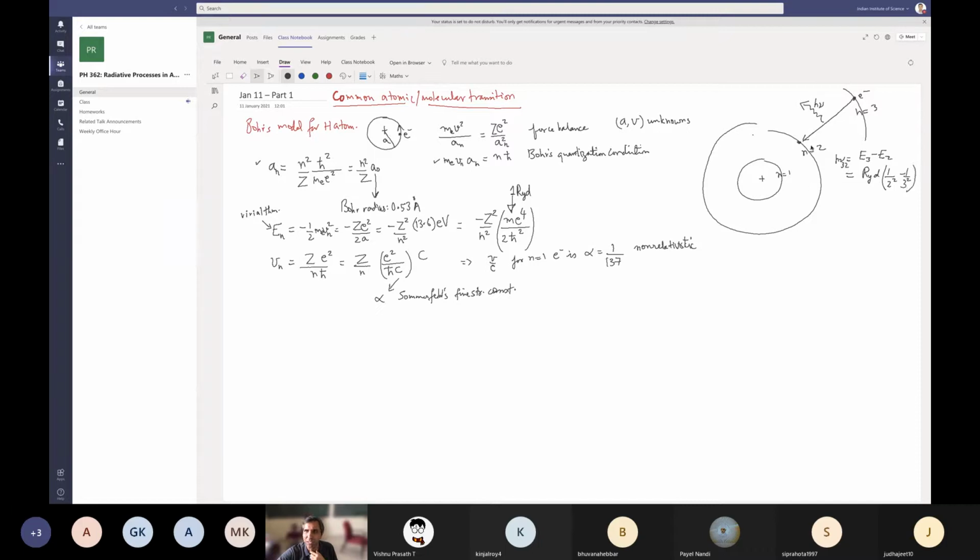So for example, 3 to 2. So, there are different series. If you have any question, you can please interrupt me and ask me. Okay. So there are different transitions.